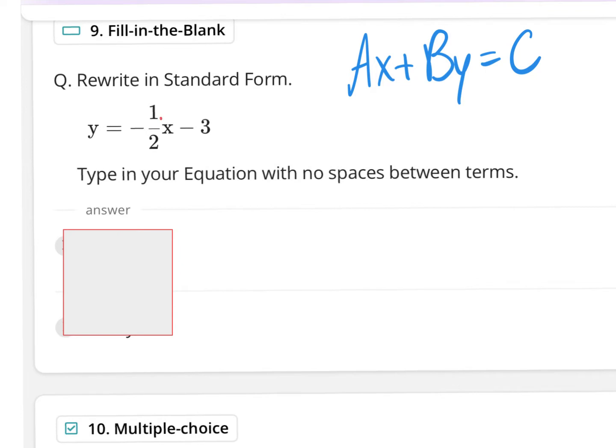So get rid of that fraction by multiplying by the denominator of the fraction that you want to get rid of, in this case 2. Multiply everything by 2. So what we have here is 2 times y, which is 2y. We have the equal sign. We then have negative 1/2 times 2. That means that the 2's cancel out. That was the whole purpose of multiplying by the denominator. So what I have left is a negative 1x. And last but not least, we have a minus 3 times 2. That's a minus 6.